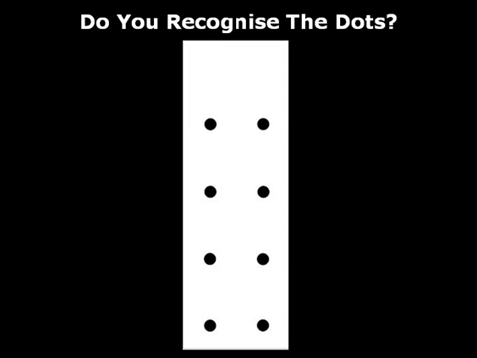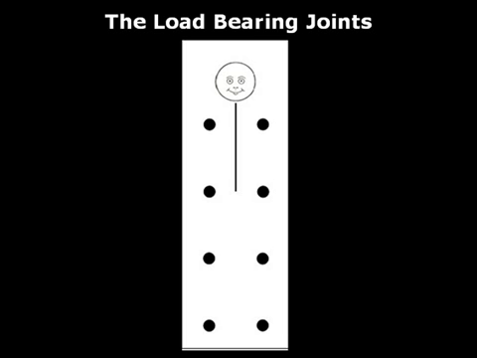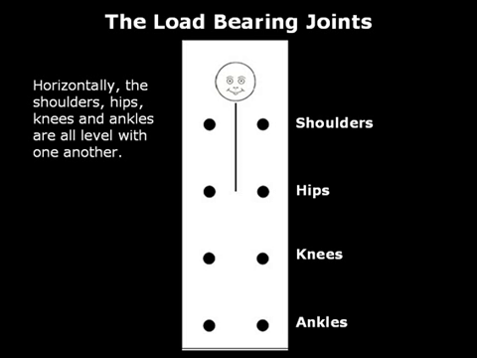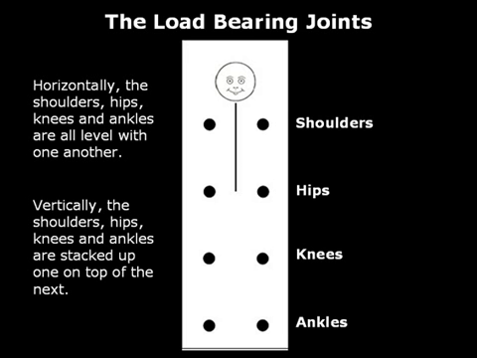So do you recognise these dots? Well, if we put in the head and the spine, you'll see that they are the shoulders, the hips, the knees and ankles. And they're designed so that the shoulders are level with one another, as are the hips and the knees and the ankles. That's horizontally. Vertically, the shoulders, hips, knees and ankles should all be stacked up one on top of the other.